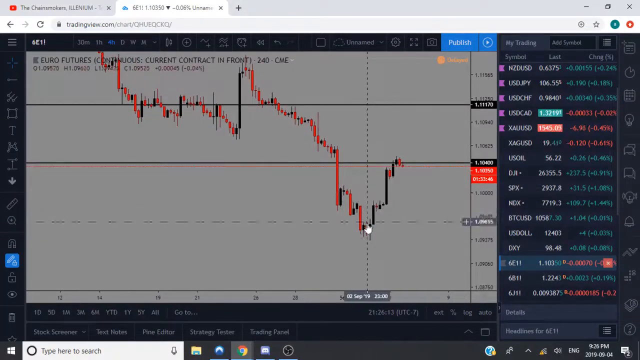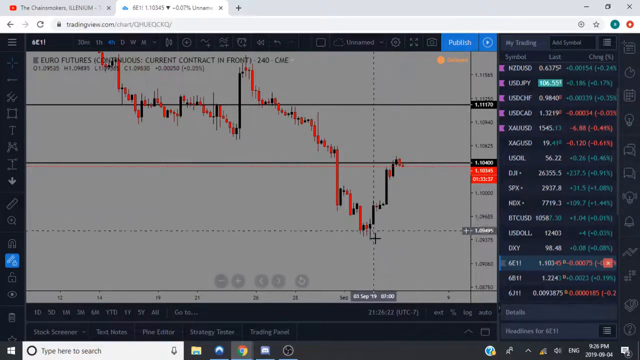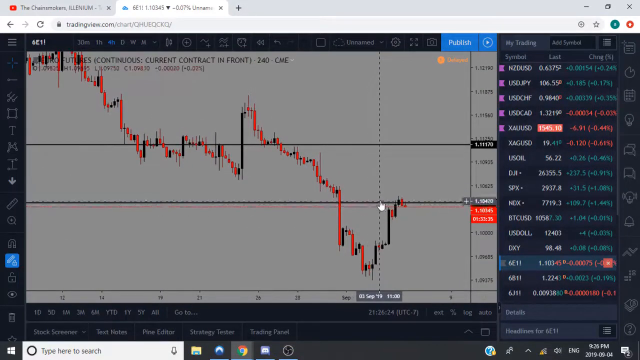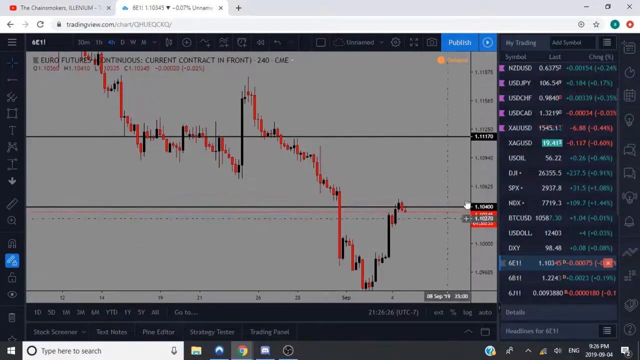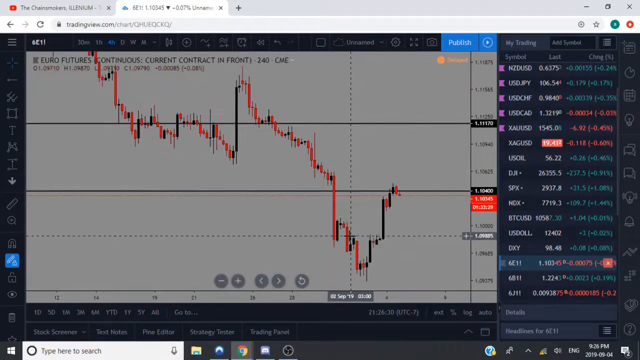These are nice zones to be looking for pullbacks into for the euro. Drop-base-rally, rally-base-rally right here. Definitely some good areas to be looking for buys. I think you guys have been starting to understand the multiple time frame analysis talk. It's been a lot of that, and I think it's pretty good.